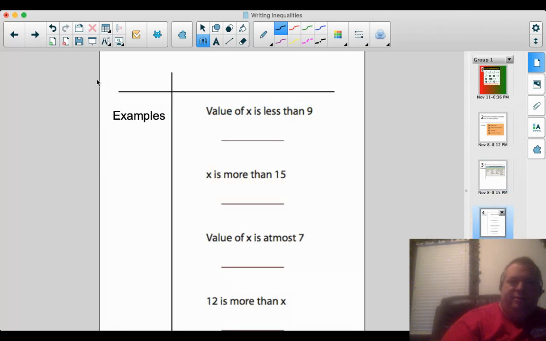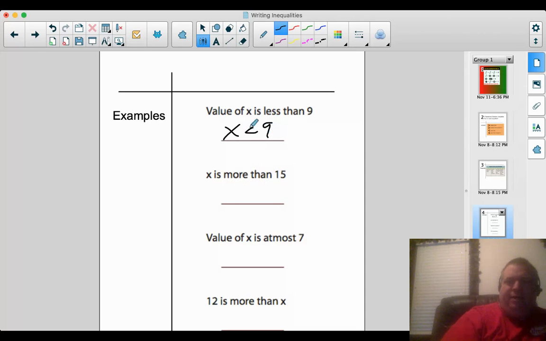All right, let's do a few examples. So like we did with expressions, a lot of times we can just write these word for word, left to right. So it's saying the value of x is less than 9. So x is less than, I know what less than means, 9.